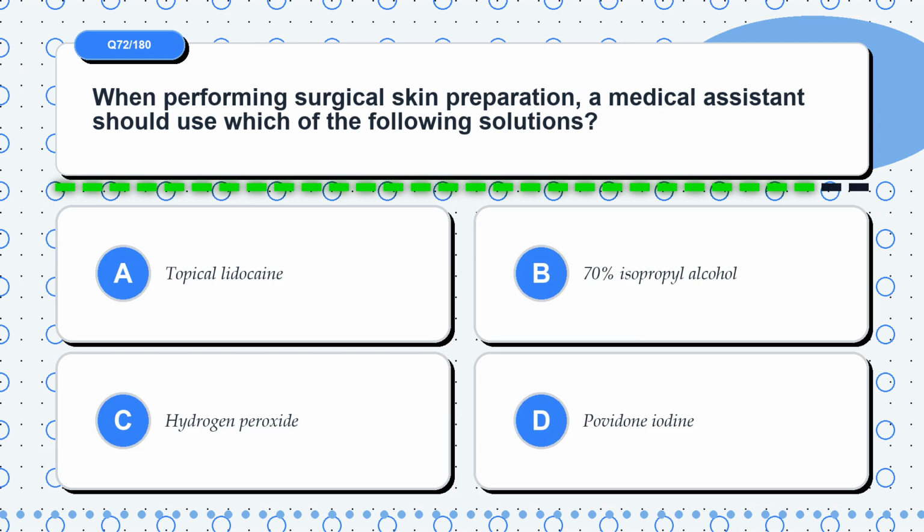Question 72. When performing surgical skin preparation, a medical assistant should use which of the following solutions? Here are the options. Option A, topical lidocaine. Option B, 70% isopropyl alcohol. Option C, hydrogen peroxide. Option D, povidone iodine.